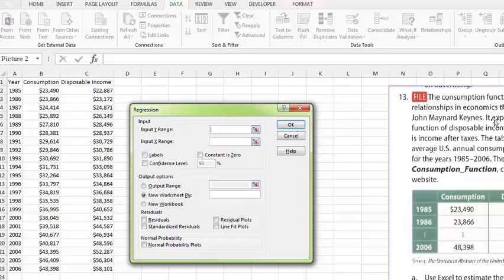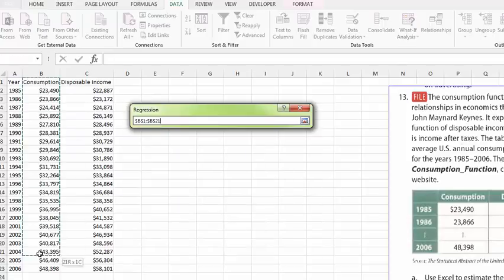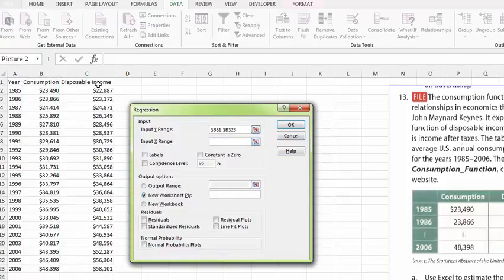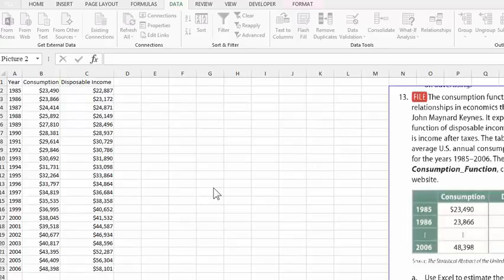it says that it expresses consumption as a function of disposable income, where disposable income is income after taxes. So that would suggest that, of course, disposable income affects consumption. So disposable income would be the X and consumption would be the Y. So we'll highlight the Y first, and then we'll highlight the X. And we will say that we would like our output to be right here on this page.